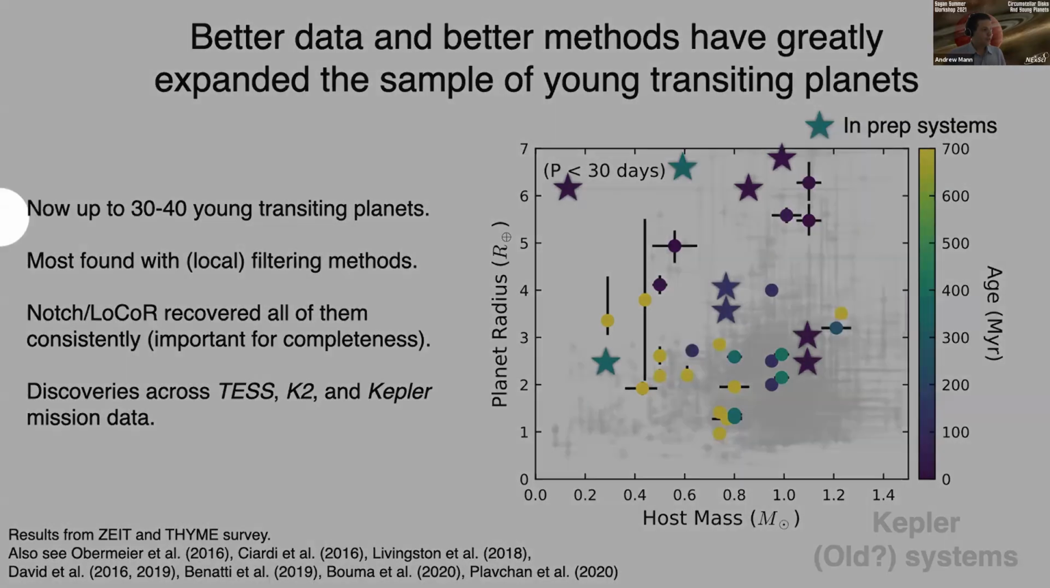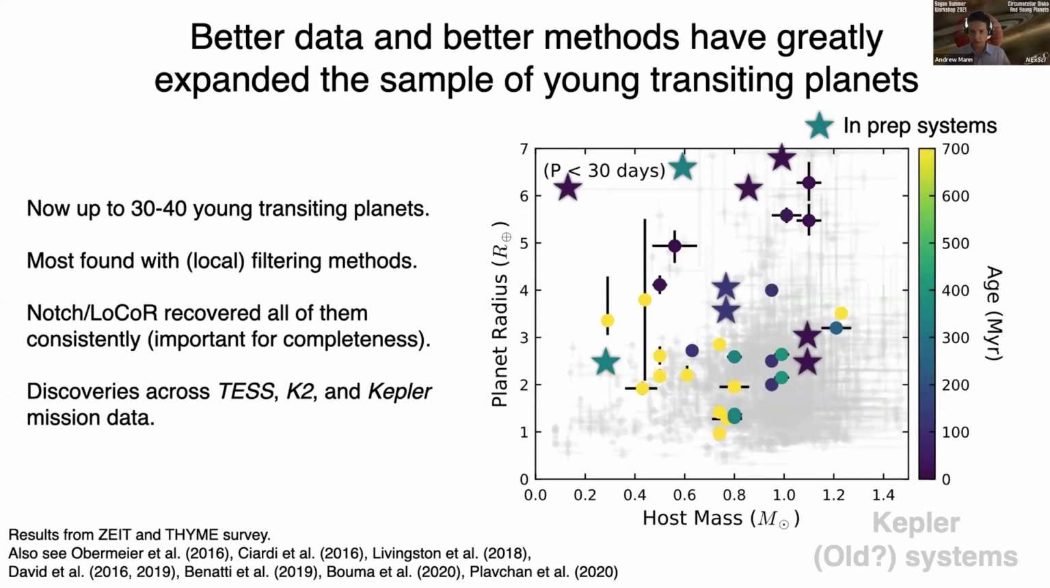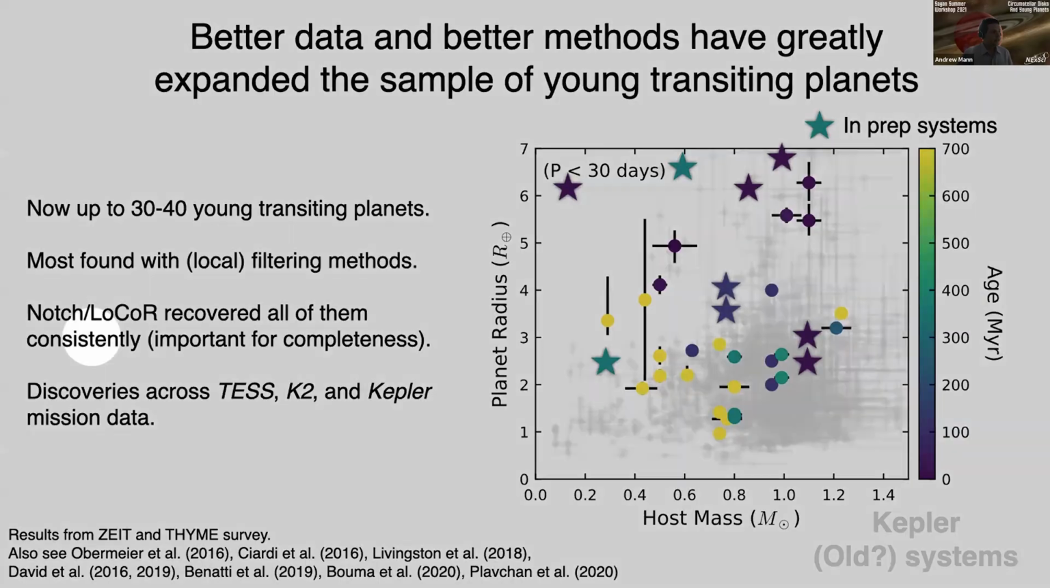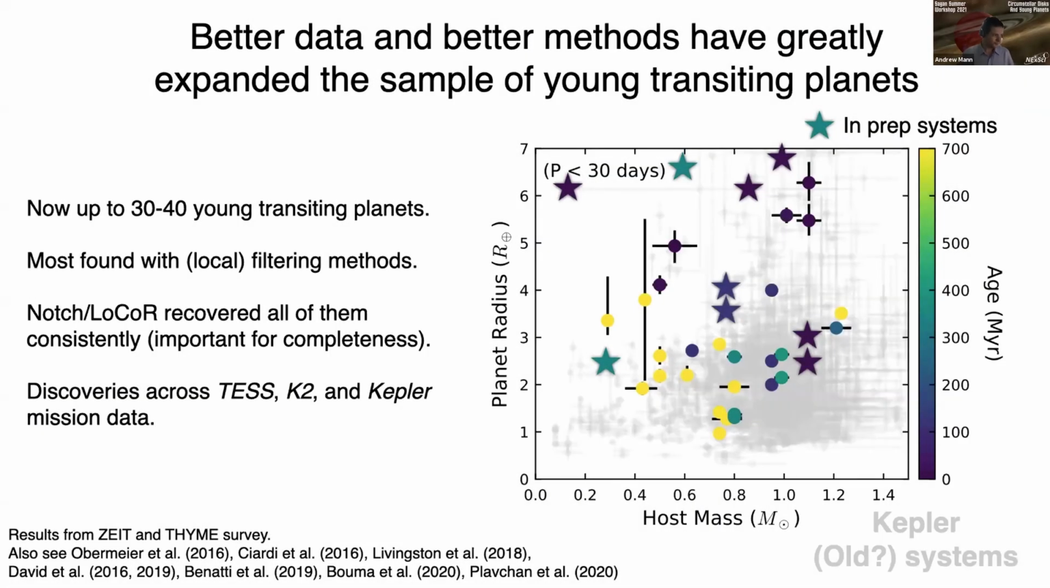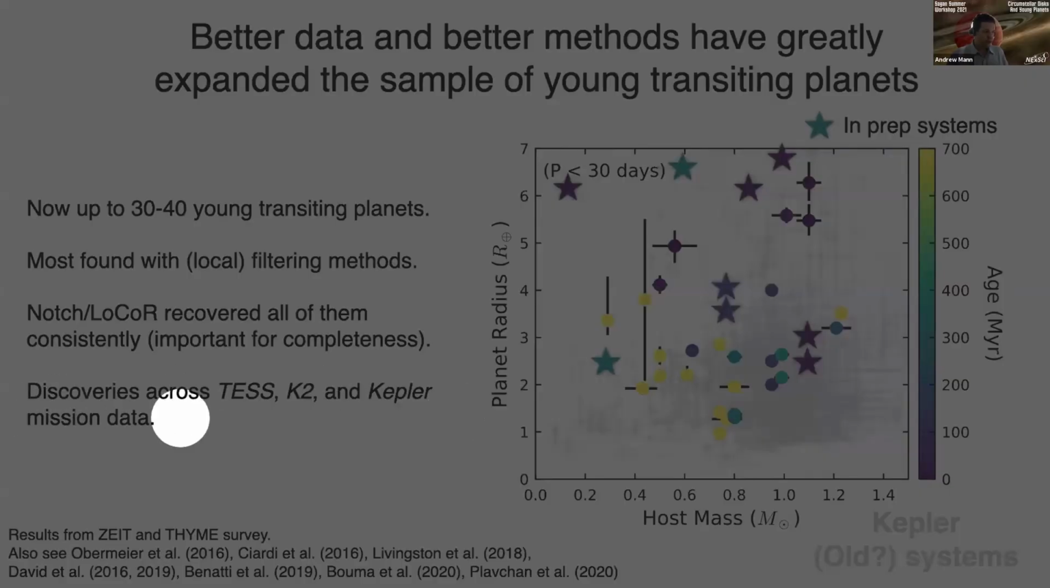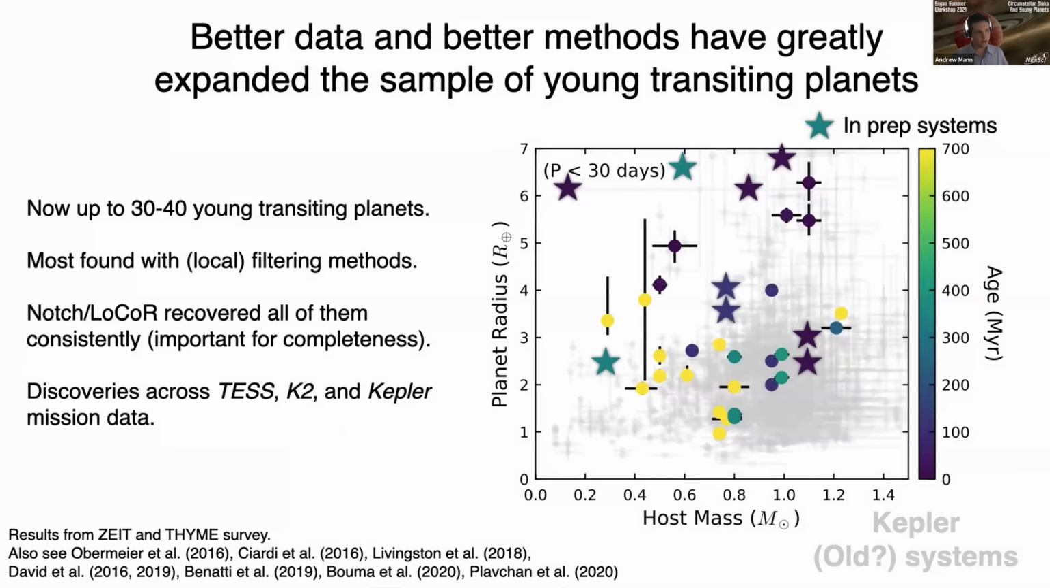And a lot of these were found with the simple case I showed earlier, just some local filtering, something like a median filter or some smooth detrending technique. But what we really like about the notch filter and this other one, low-core, is it's the only one that recovers them all very consistently, which is important for doing statistics. You want to understand the completeness of your pipeline so that you know, for every planet you find, how many you missed, so to speak. And this has worked across TESS, K2, and Kepler mission data. We've run on all of them.